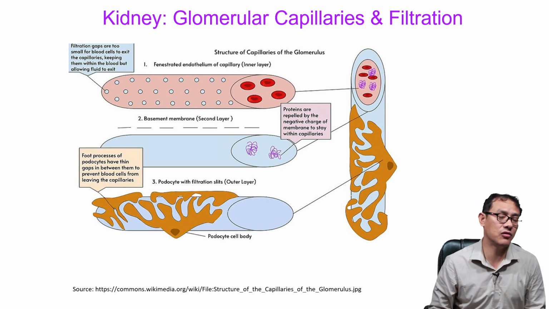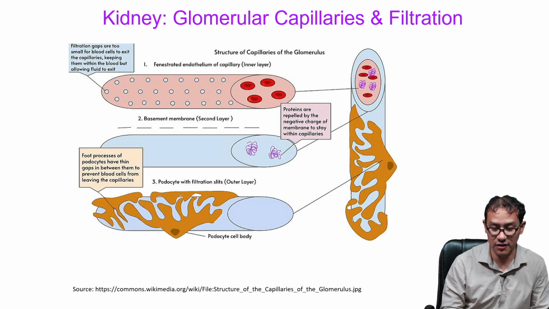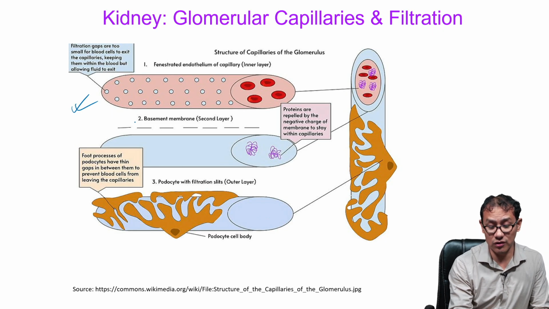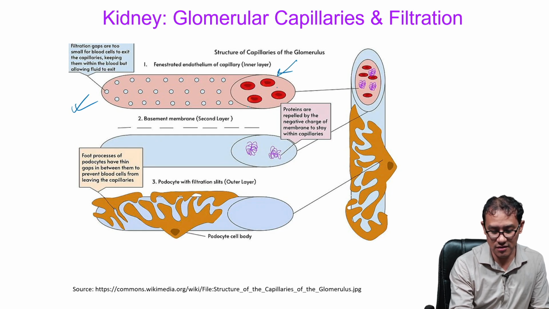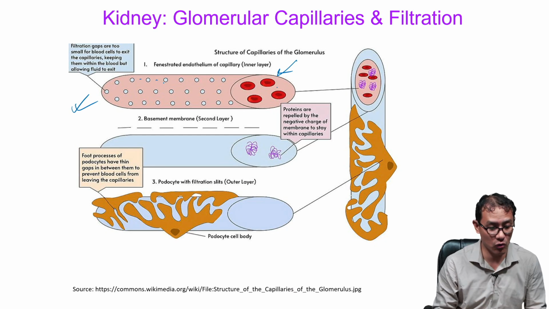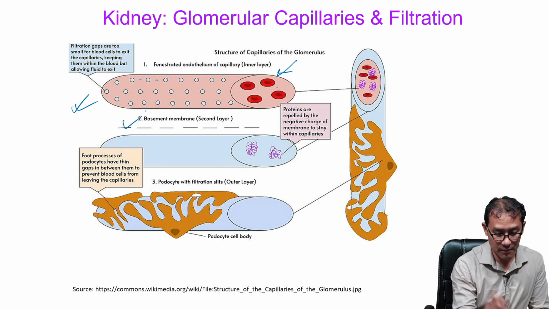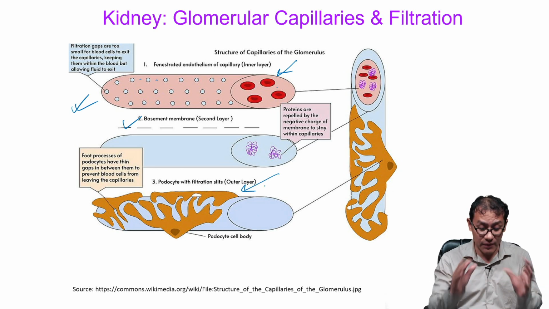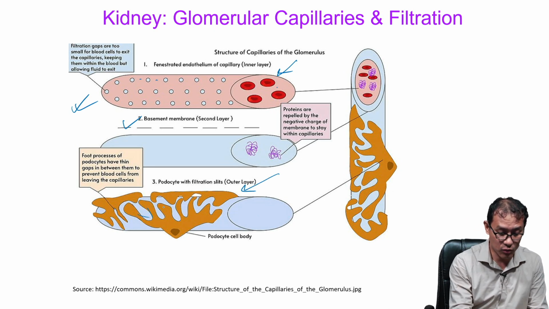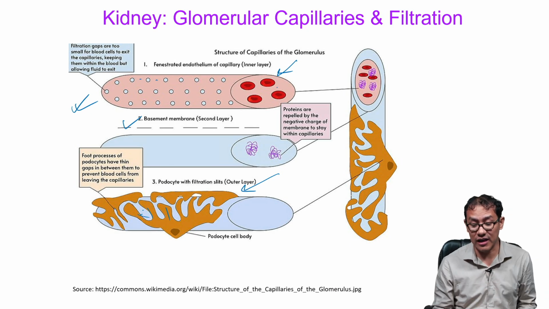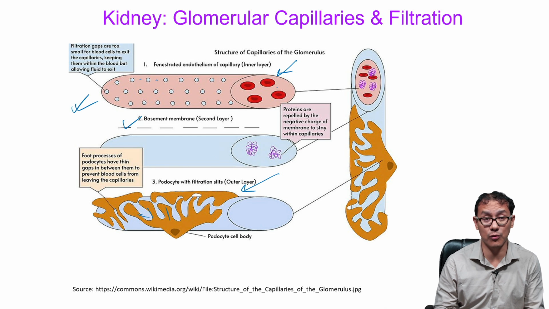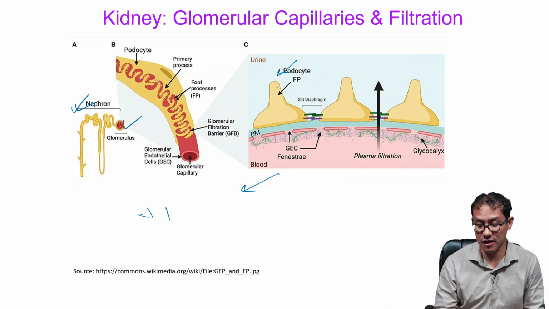Again, seeing this filtration membrane from a different perspective, this is the capillary endothelium. Blood is there, surrounded by the endothelium. You can see that fenestrations, small holes, are present, and then the basement membrane is there, and then these are the podocytes. The epithelium layer is there, and the podocyte has foot-like processes with slits in between. So, this is basically the glomerulocapillary filtration membrane.